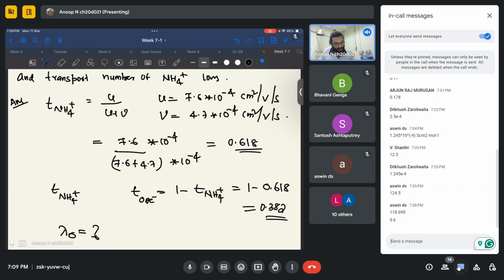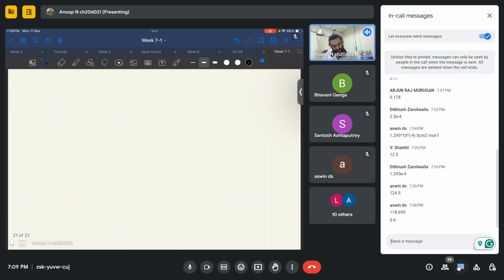What's the formula for lambda 0? Lambda 0 is equal to, anyone? Lambda 0 is equal to U F divided by T plus. F is the Faraday constant. So we can write here, what is the value of U? 7.6 into 10 raised to minus 4 into 96485 divided by T plus, which is nothing but 0.618. So the answer will be coming 118.65 Siemens centimeter squares per gram equivalent.